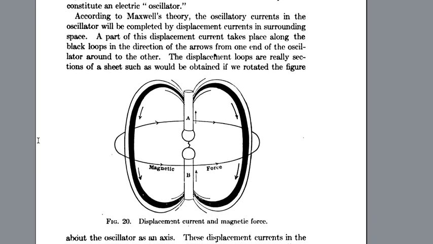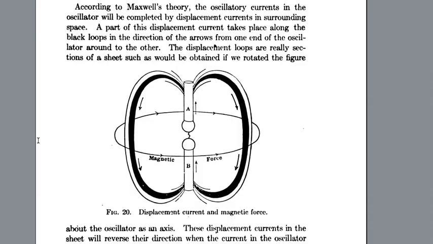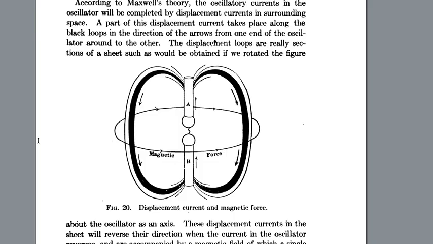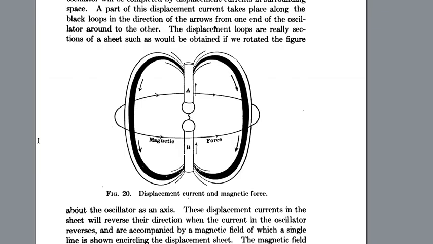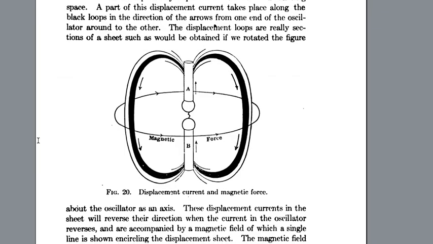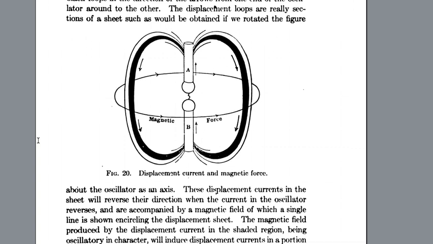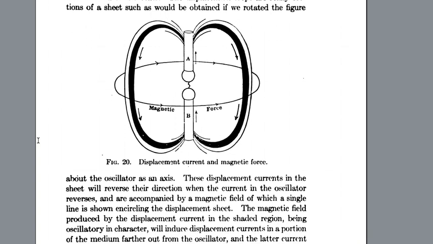According to Maxwell's theory, the oscillatory currents in the oscillator will be completed by displacement currents in surrounding space. A part of this displacement current takes place along the black loops in the direction of the arrows from one end of the oscillator around to the other. The displacement loops are really sections of a sheet, such as would be obtained if we rotated the figure about the oscillator as an axis. These displacement currents in the sheet will reverse their direction when the current in the oscillator reverses, and are accompanied by a magnetic field of which a single line is shown encircling the displacement sheet.